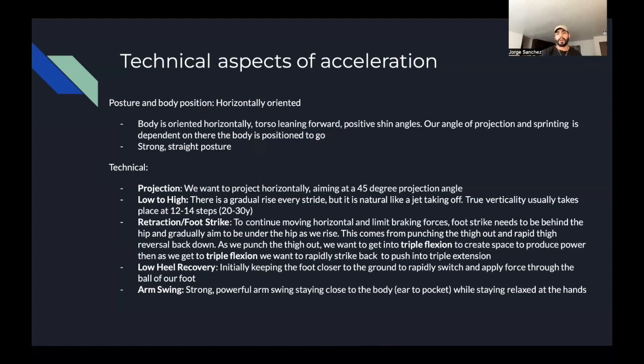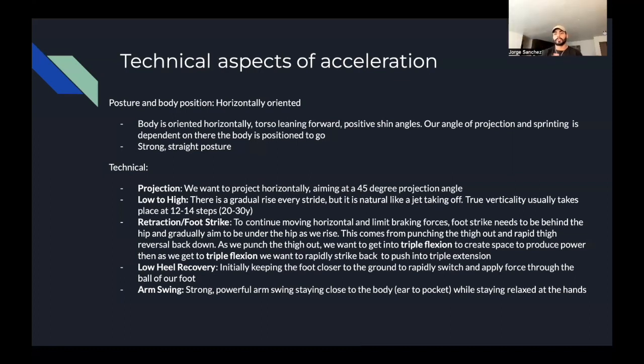Now, a common error people have is reaching out or casting to gain ground. Now, by doing that reaching out and casting, we may be reaching further, but we're increasing the braking forces, spending way too much time on the ground because we really can't re-accelerate until we get our hip past our foot again. And then as a result, we apply less force into the ground and we're forcing verticality early.